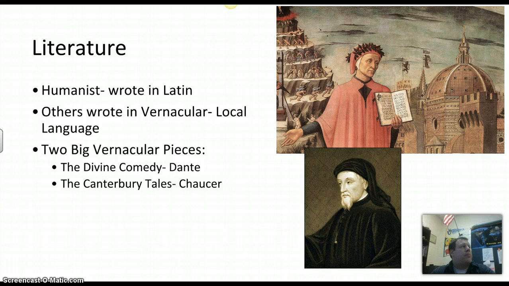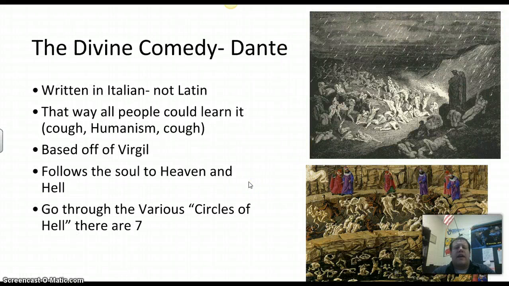There are two really big pieces that are made in vernacular. The reason they're made in vernacular is so everybody can read them. It's called the Divine Comedy, written by Dante, and then the Canterbury Tales, written by Chaucer, great writers of this time. The Divine Comedy, written by Dante, was basically written in Italian, not Latin. He took the ideas from Virgil, who had written in Latin, and he wrote it in Italian so that all people could understand it. Humanism.